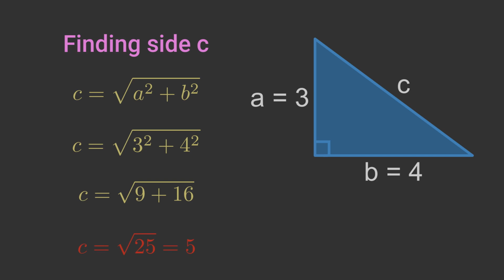25 is a perfect square. Its square root is 5 because 5 times 5 is 25. So the side C is exactly 5.